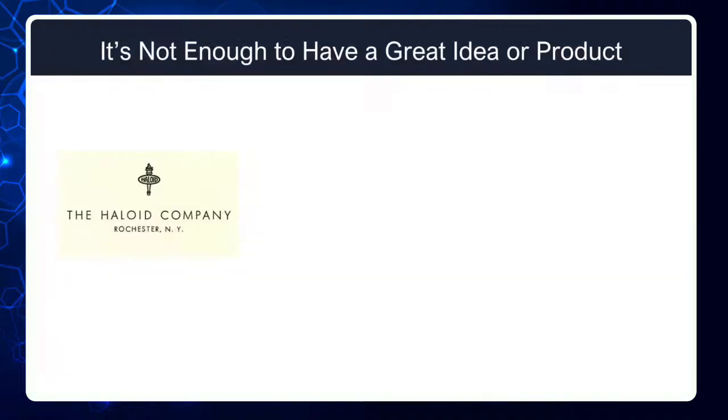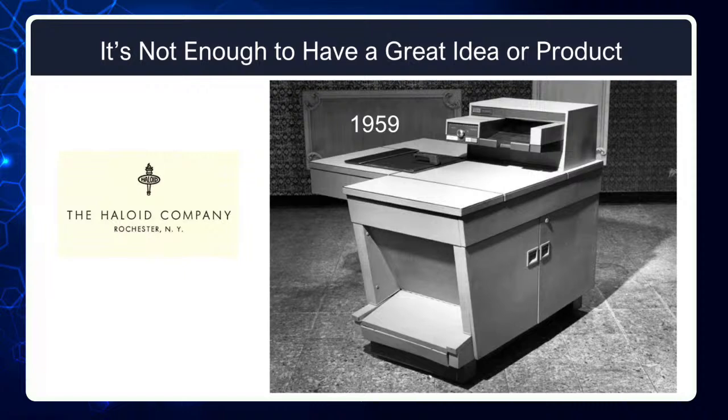I'm sure you've all heard of the Haloid Company of Rochester, New York, or possibly not. But in 1959, they invented this bad boy, which they were convinced was going to revolutionize the way that companies and organizations share information. And that, in fact, came to pass. But so basically, this is a photocopier. It allows you to copy a document very quickly and easily.